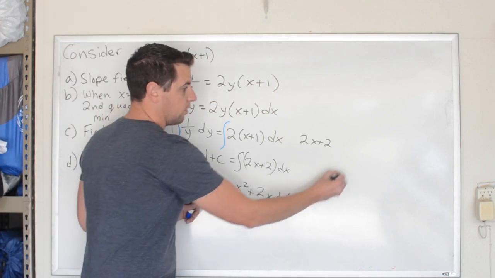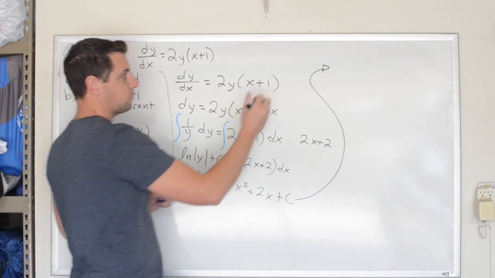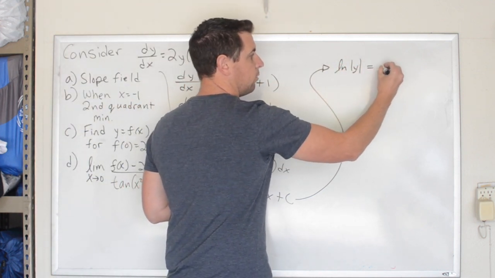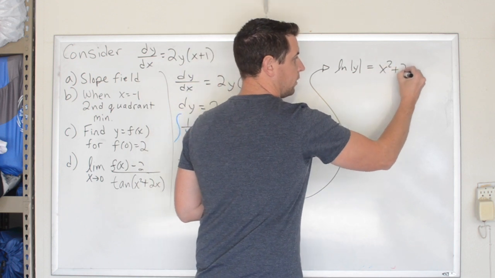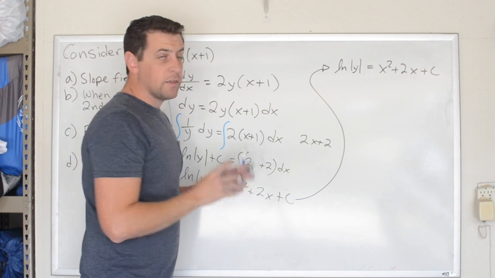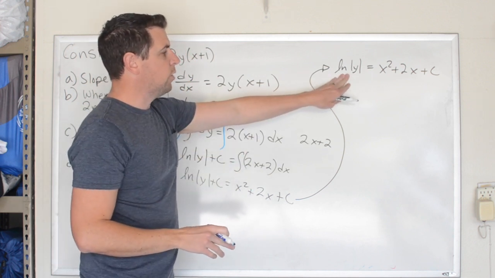And so I'm going to write this up here. And we should get, then, natural log of absolute value of y equals x squared plus 2x plus c. The next thing we want to do, then, is get y by itself. So we're in log form.